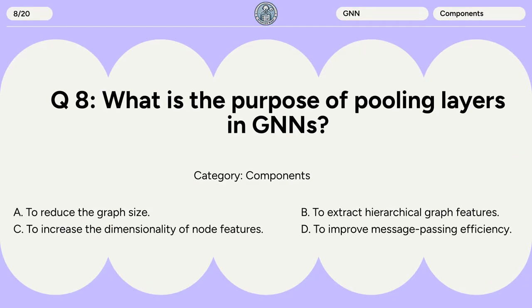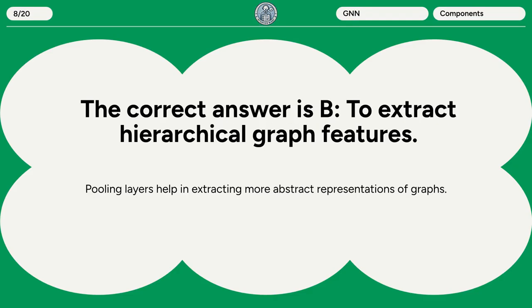Question 8. What is the purpose of pooling layers in GNNs? A. To reduce the graph size. B. To extract hierarchical graph features. C. To increase the dimensionality of node features. D. To improve message passing efficiency. The correct answer is B. To extract hierarchical graph features. Pooling layers help in extracting more abstract representations of graphs.